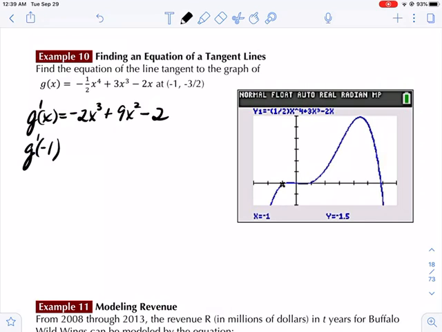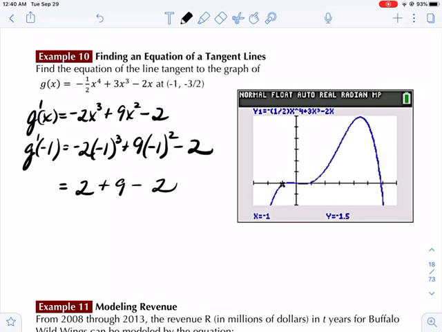So we want g prime of negative 1 for this, and we have to plug in negative 1. So we have negative 2 times negative 1 cubed plus 9 times negative 1 squared minus 2. So we have g prime of negative 1 turns out to be 2 plus 9 minus 2. So it looks like about a slope of 9. Is that right? Does a slope of 9 look right? We have to see.